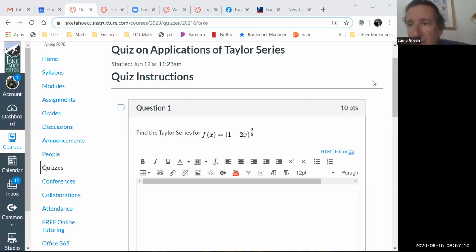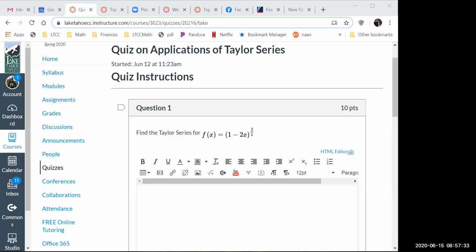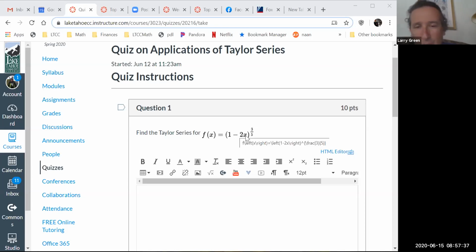Okay, so here's the quiz. And the first question on the quiz is: find the Taylor series for f of x equals 1 minus 2x to the 3/5 power. So what kind of function is this, so that we can work on the Taylor series? In one word. Binomial. Yeah, it's a binomial. And notice that it's 1 minus 2x, not 1 minus x, but that we can handle.